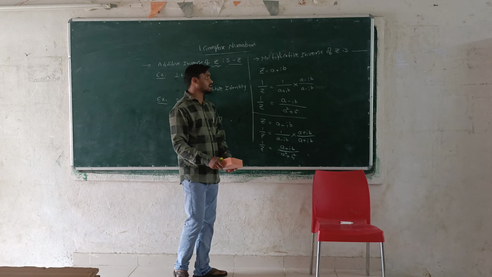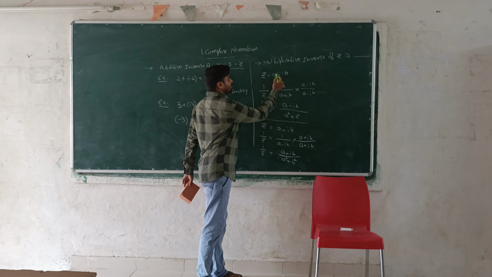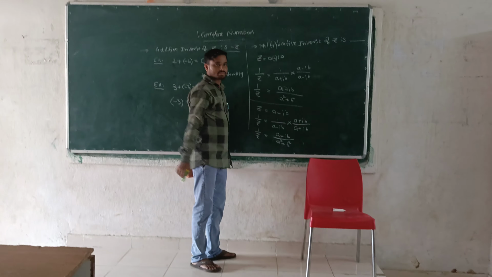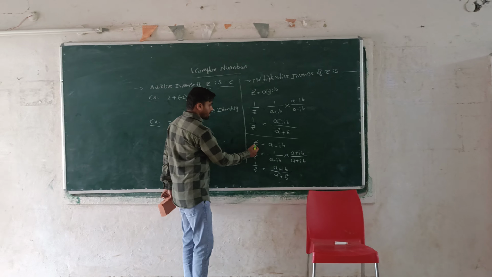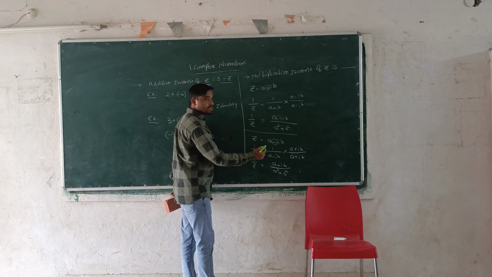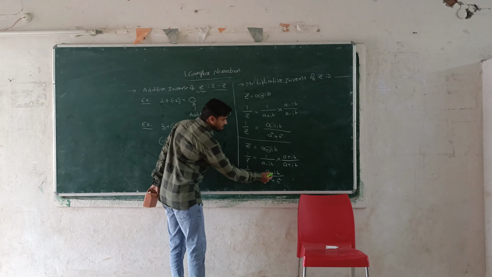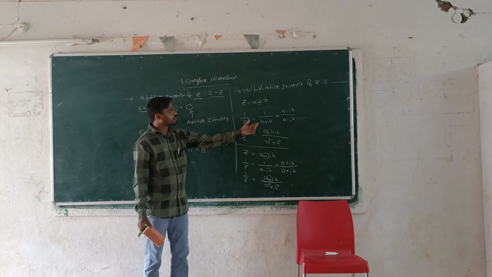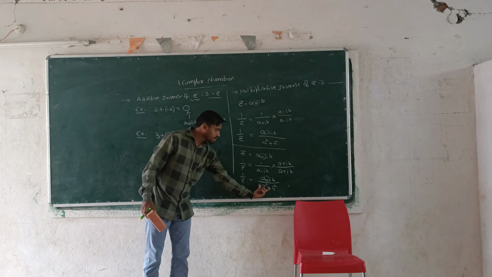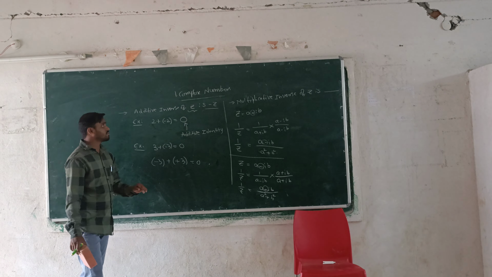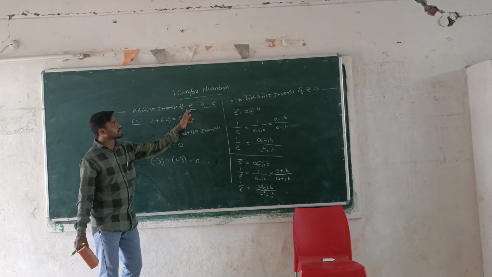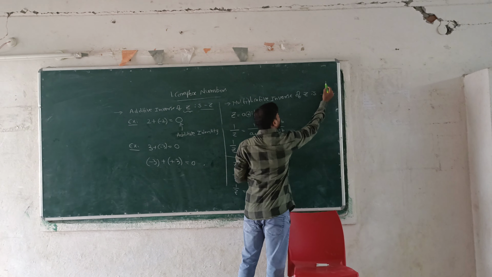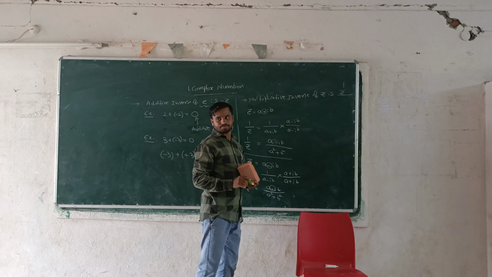So there is an observation: if the complex number is given with a plus sign, in the multiplicative inverse you will get a minus sign in the numerator. If the complex number is given with a minus sign, in the multiplicative inverse you will get a plus sign in the numerator. That is the observation. The denominator is the same, a square plus b square. So the additive inverse of z is what? Minus z. The multiplicative inverse of z is what? 1 by z.